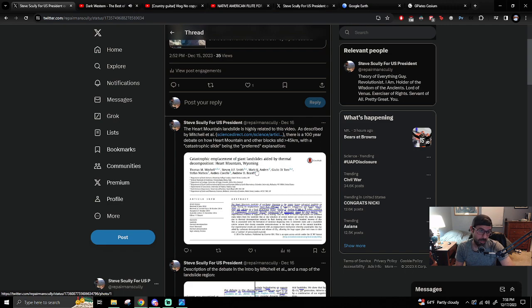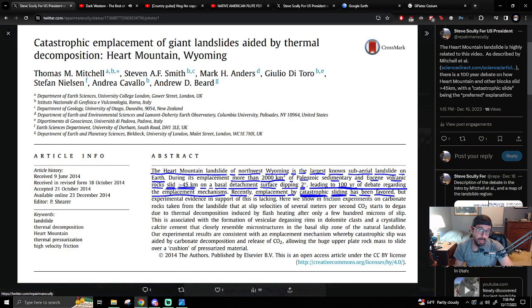Something younger, that according to the geological law of superposition, where generally speaking things on top of other things should be younger, the bottom layer should be older. So when something is 60 million and then on top of it is a mountain that's 400 million, it's anomalous, so it needs an explanation. So that's what we're going to get into, the Hard Mountain landslide.